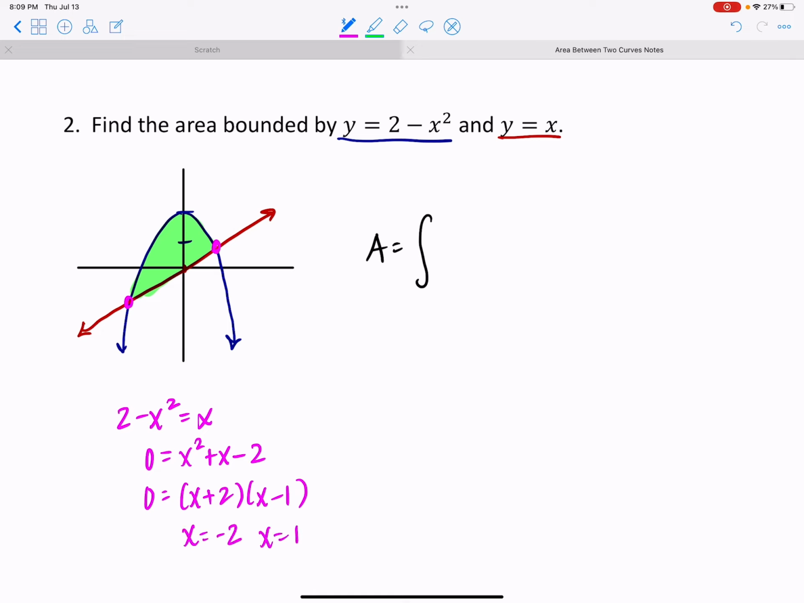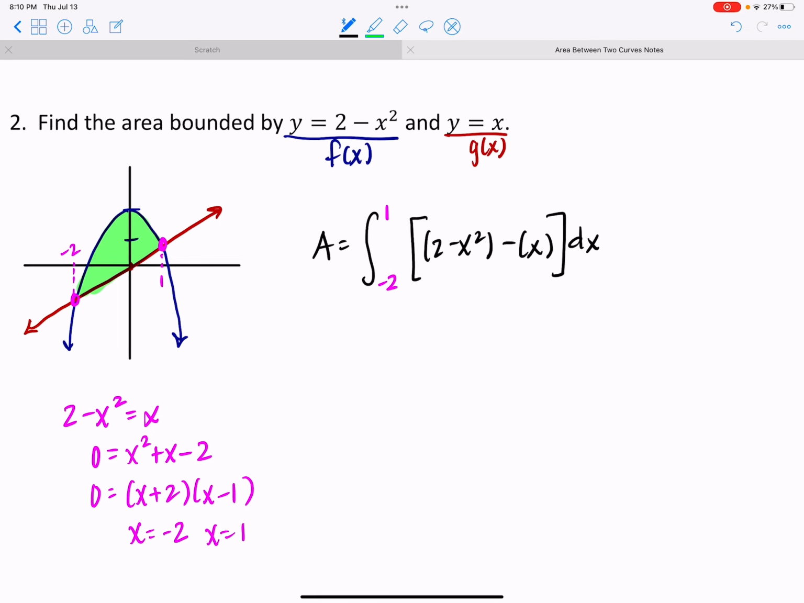Those are my vertical boundaries here. So that's where x is negative 2 and that's where x is positive 1. So this is going to go from negative 2 to positive 1. And again, a calculator could have given you those, but you should be comfortable with that algebra as well. So our upper bound, again, happens to be our quadratic. Our lower bound, again, happens to be our linear function. So here I want to subtract. It's going to be 2 minus x squared, minus x. And after that subtraction, I can integrate and evaluate and be done.